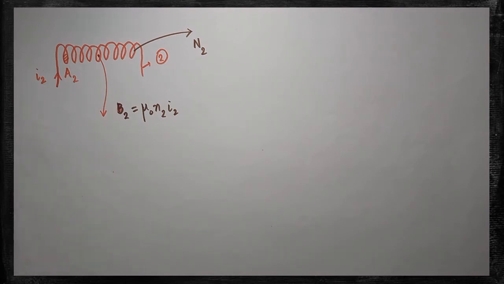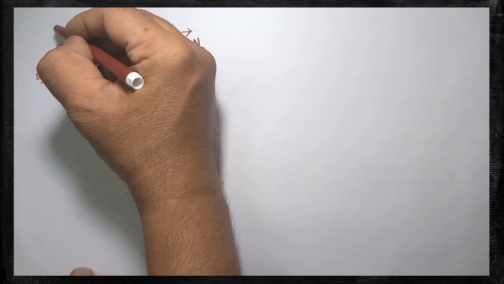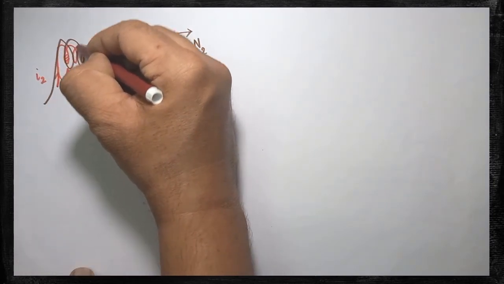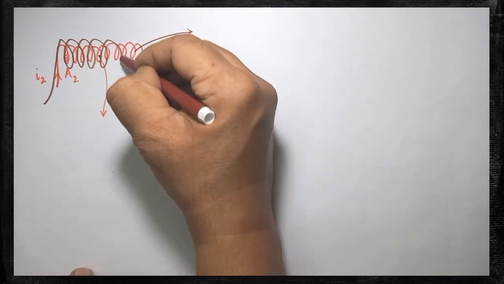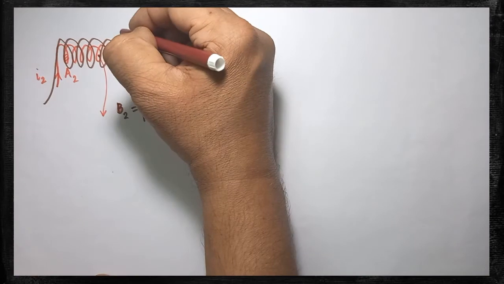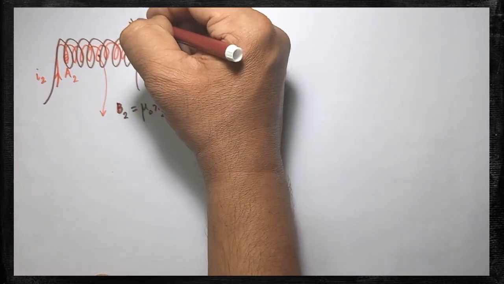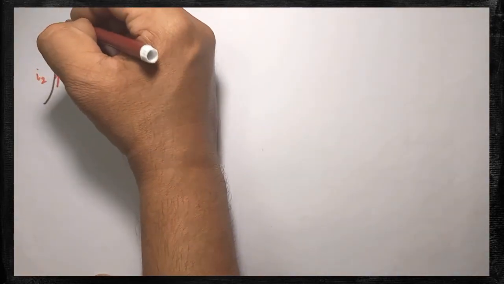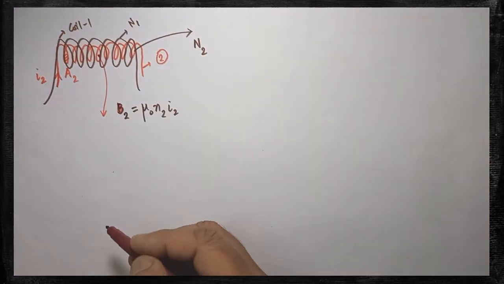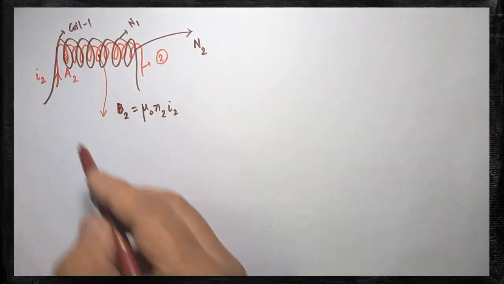So these are all the descriptions of the second coil. Now this second coil is placed within the first coil. Already we have learned this. Now I am going to draw the first coil. Its area of cross section is slightly bigger. The number of turns of the first coil is N1. This is coil number 1, and the area of cross section is A1.